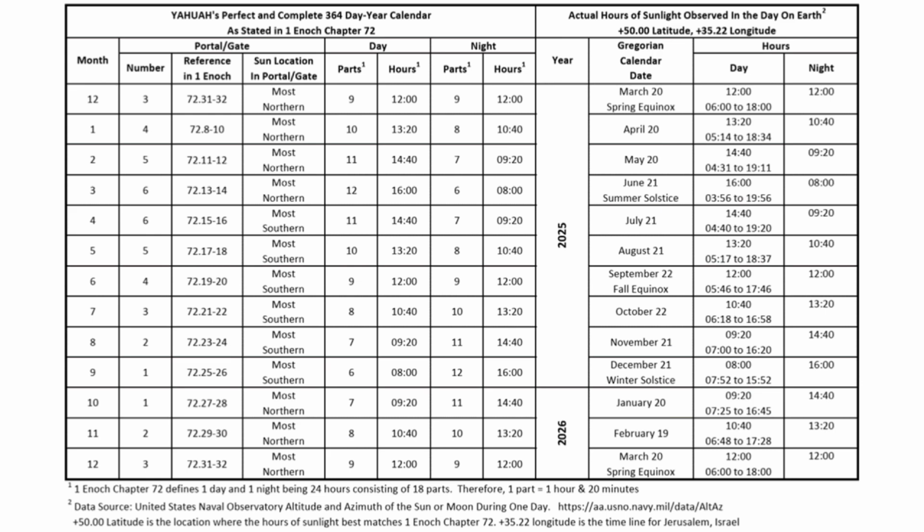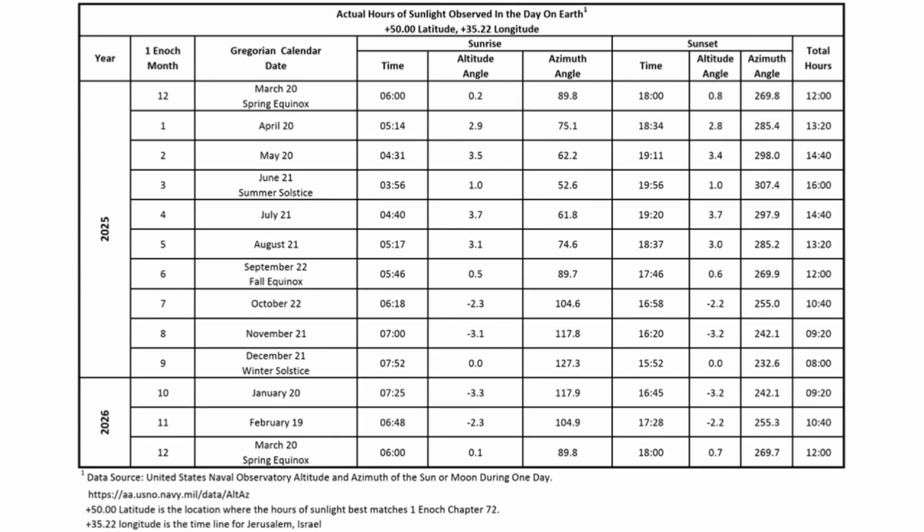Going across the table of each row from months 1 through 12, we see the actual hours of sunlight observed are the same as described in 1 Enoch chapter 72. This table shows sunrise and sunset times, altitude angles, and azimuth angles, which verifies the hours of day and night agree with the parts or hours of day and night described in 1 Enoch chapter 72.